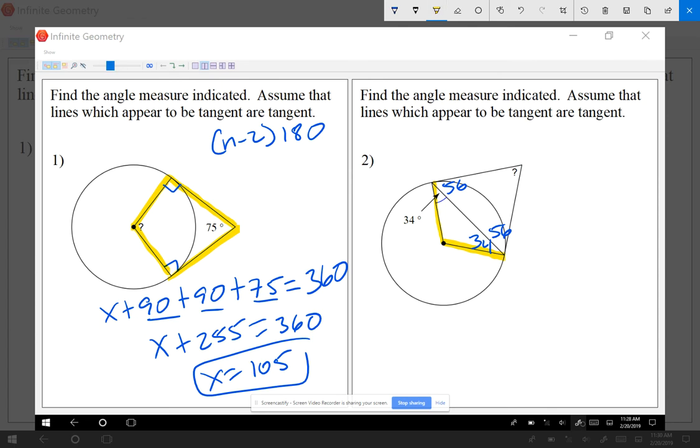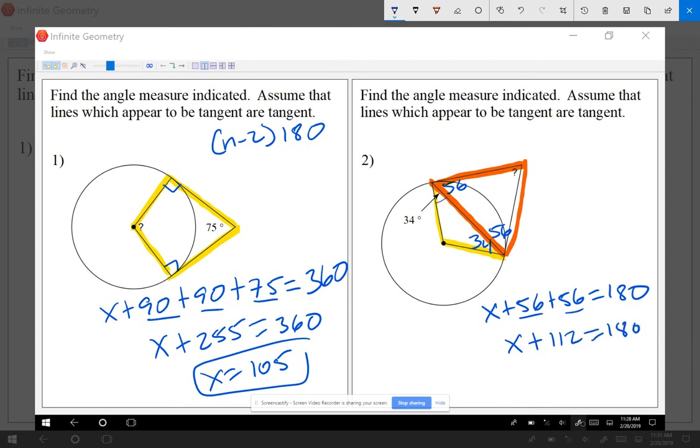Now, I'm going to be looking at a triangle right there. I know if I add the three angles, x plus 56 plus 56 equals 180, right? When I add the three angles of a triangle, I'm going to combine my like terms, 56 plus 56. So I have that x plus 112 equals 180. I subtract 112 from each side, and we get that x is equal to 68.